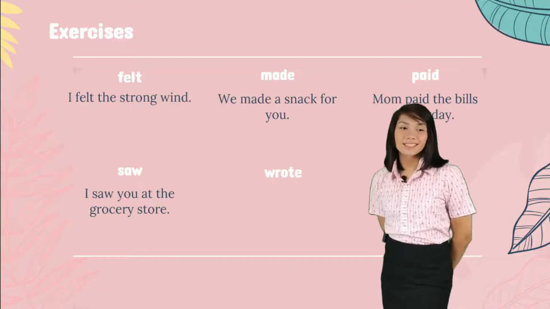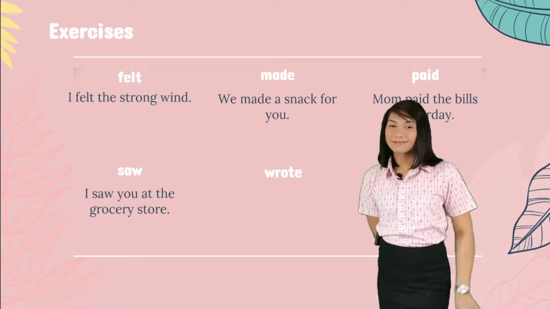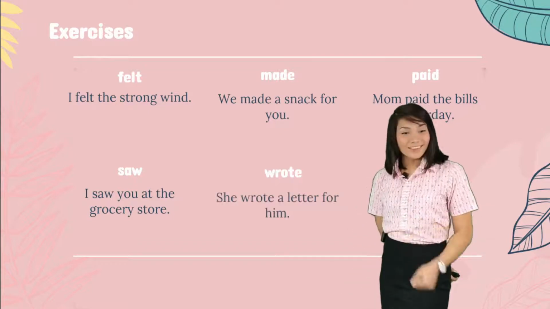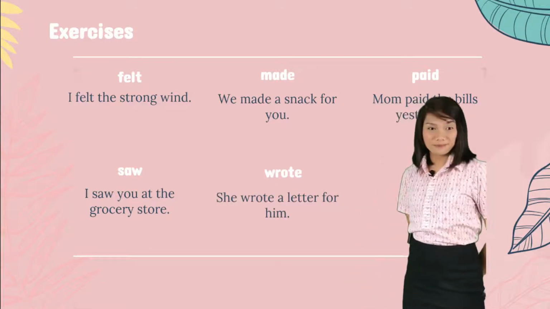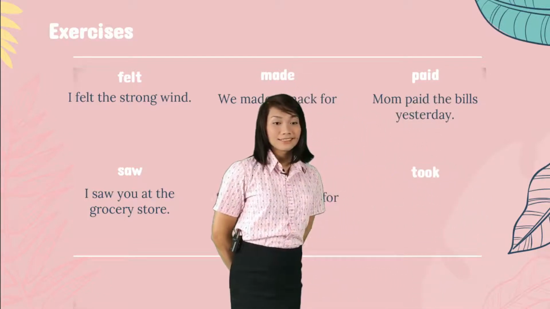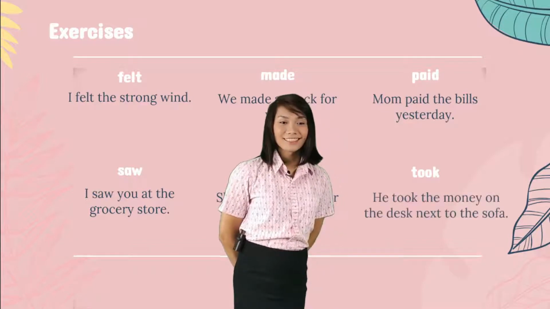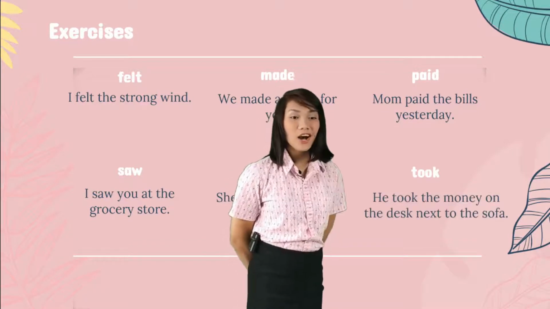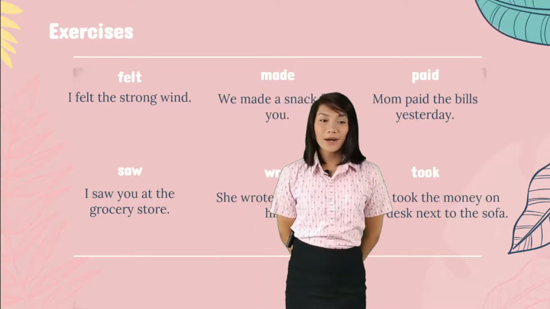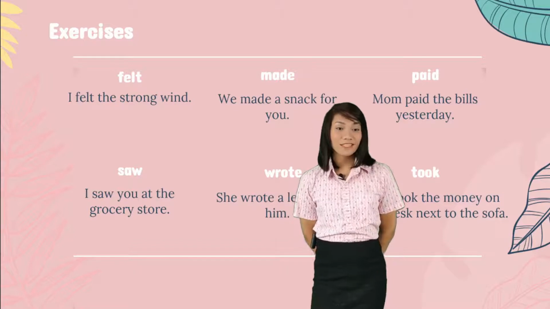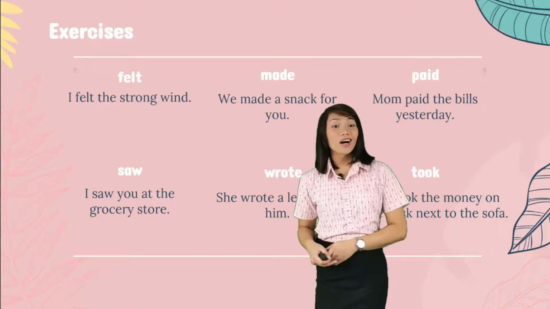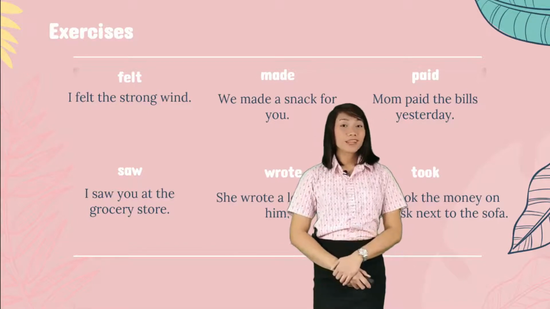Very good. Next, how about wrote? Again, wrote, past form of write. Okay, she wrote a letter for him. Very good. And last example would be took. Okay, he took the money on the desk next to the sofa. Very good. So these are other examples for you, and these are the exercises that you can do based on when you answer your workbook.